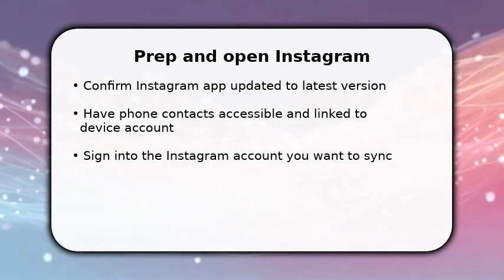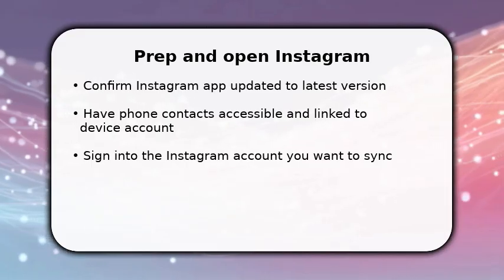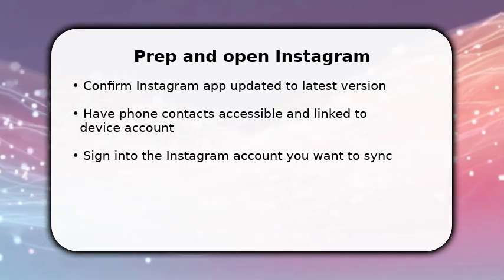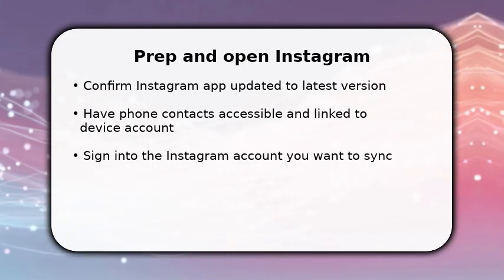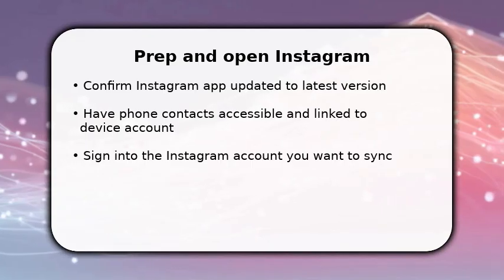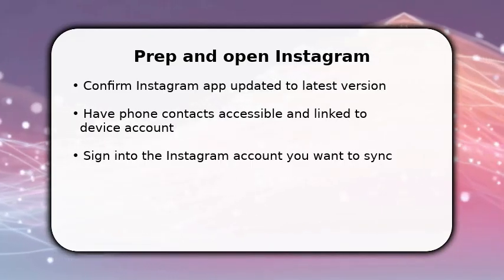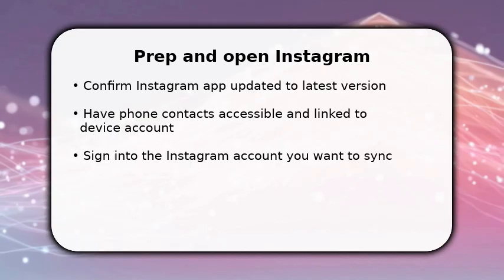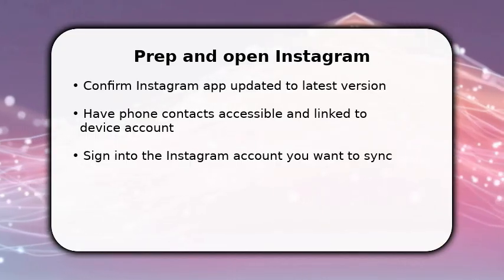You'll start by ensuring the app is current and you're signed in. This prevents missing menu items. Next, grant Instagram permission to access your phone contacts and device settings so the app can read numbers and emails. Once done, open Instagram and go to your profile. This is where contact syncing options live.